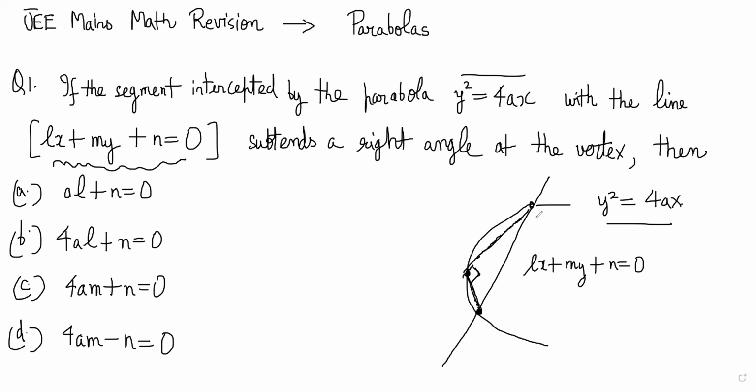Like if we take the points to be (at1 square, 2at1) and similarly for the other, you take the points like this, then you can work with the condition of 90° at the vertex. So you can say the slope of this and the slope of this would be such that the product is -1. So try that.